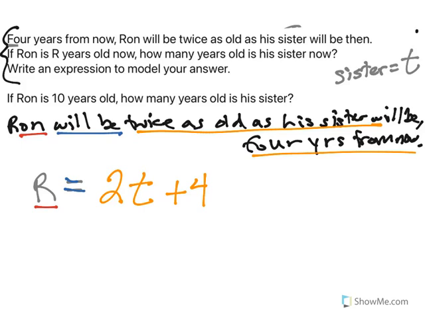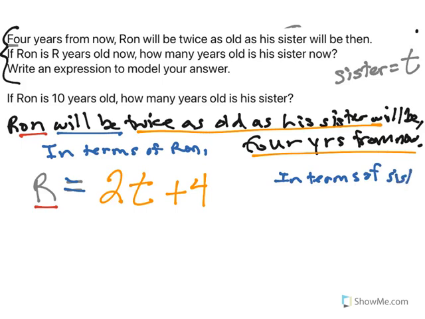Now, that's in respect to Ron. If we wanted the sister, because the Praxis is going to be multiple choice, so maybe they have the equation in terms of t. So this equation is in terms of Ron. If we want it to be in terms of sister, we simply need to get t by itself.